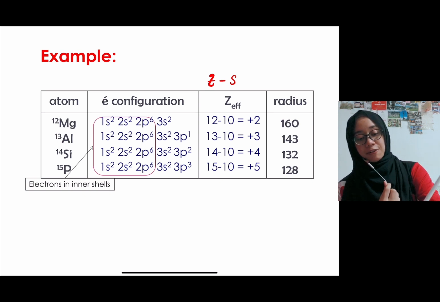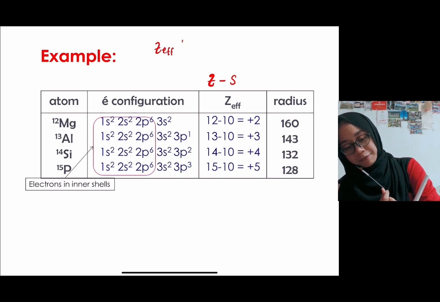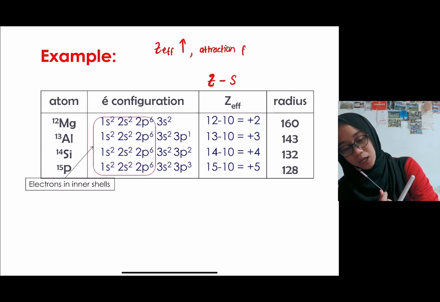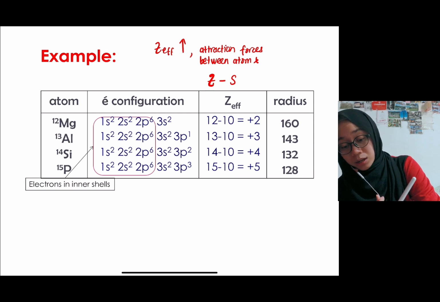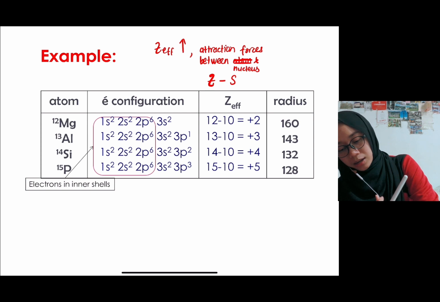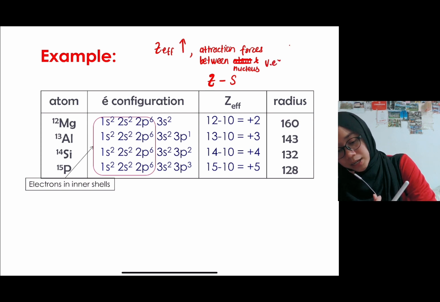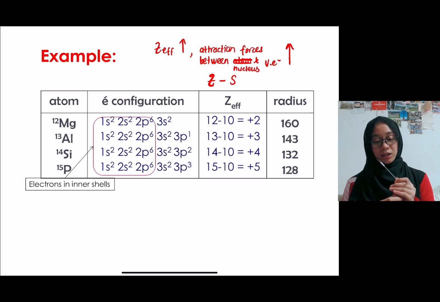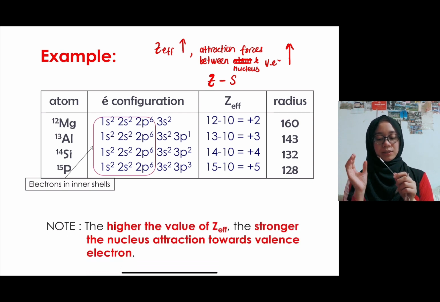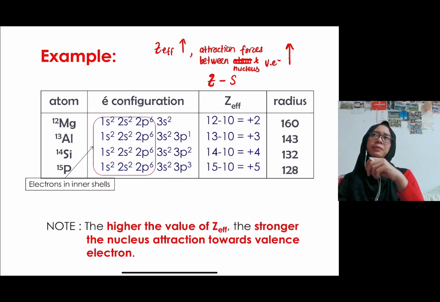Okay, so ZEF besar, ZEF tinggi, attraction forces between, so kena tahu attraction forces ni antara apa dengan apa. So between atom, bukan atom, between nucleus and valence electron pun akan meningkat juga. Okay, so the higher the value of ZEF, the stronger the nucleus attraction towards valence electron.